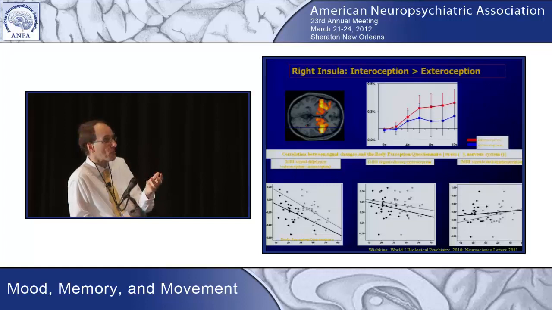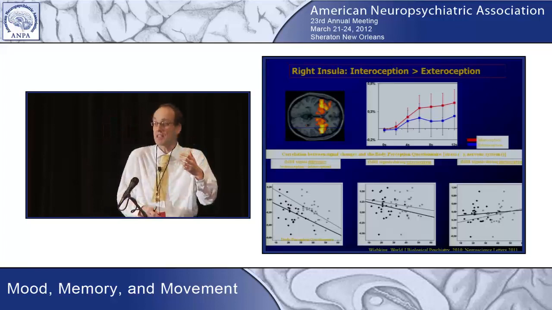Here for the intero, so we correlated the subjective stress measures from this questionnaire with the signal changes during interoception. During interoception, no correlation. Then we correlated that with the exteroceptive signal changes, the blue, no correlation. The only correlation we got was when we directly computed the difference between intero and exteroceptive signals against the body perception questionnaire. So that really means when you subjectively experience stress, it's really the relation of the intero and exteroceptive stimuli.